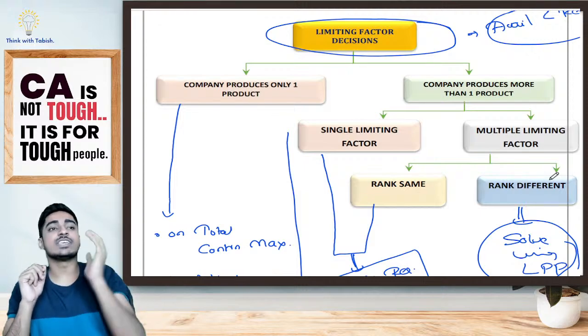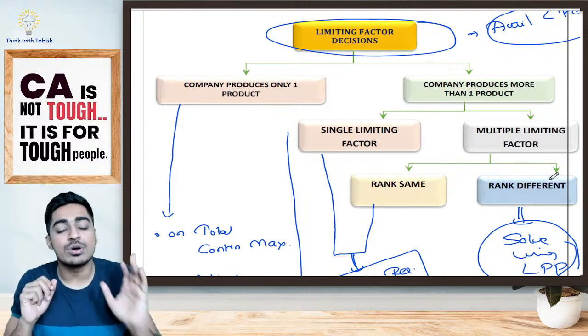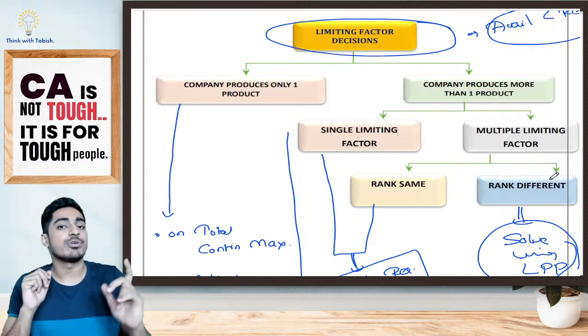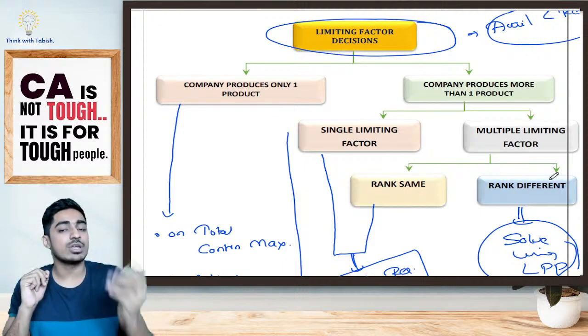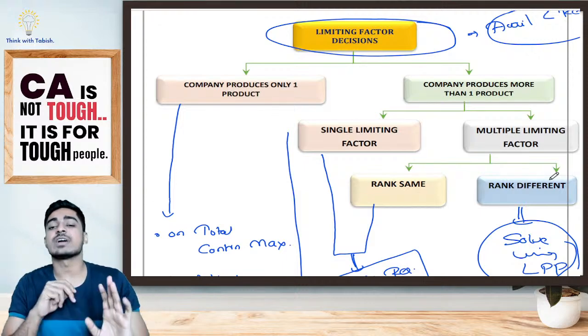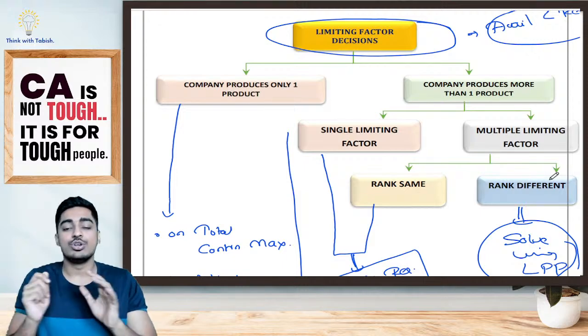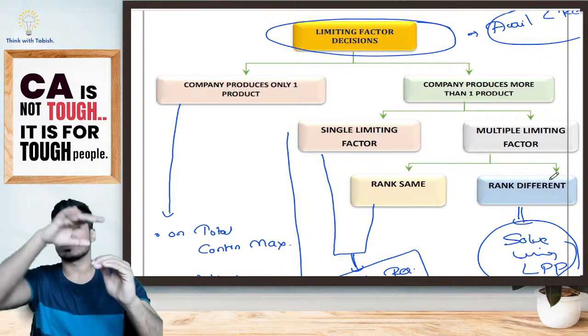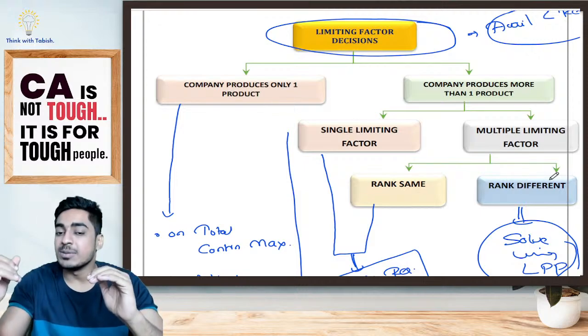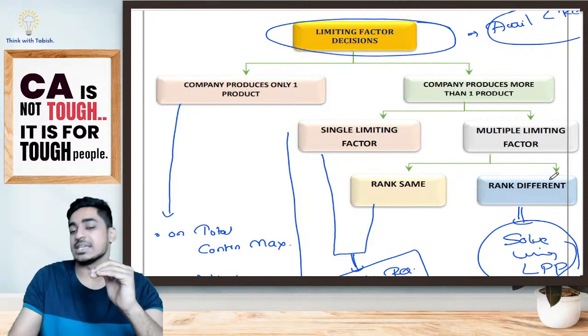We'll tell, okay, whichever product will give us the maximum total contribution, we will select that. Where in number of units, it is number of units demanded or capacity, whichever is. But if the company wants to produce more than one unit, the company wants to see what is the product mix. Two possibilities: a single limiting factor or multiple limiting factors. Again, in multiple limiting factors, the rank is the same or the rank is different.